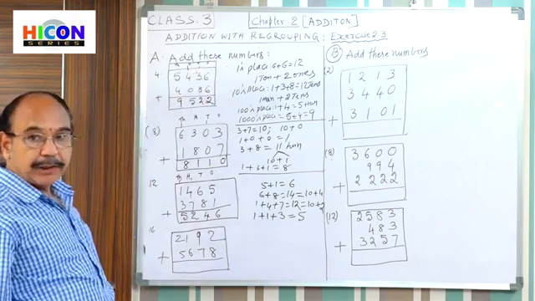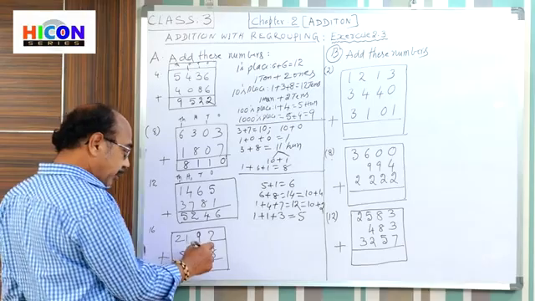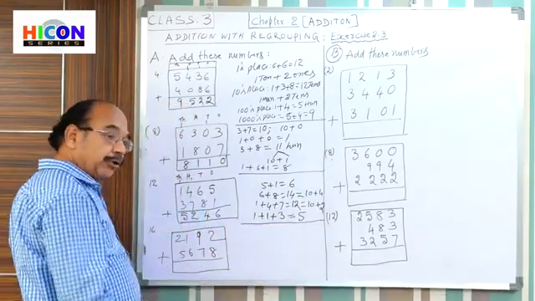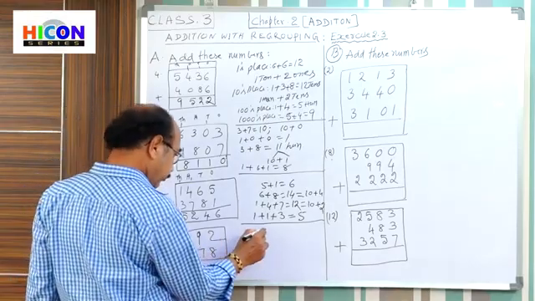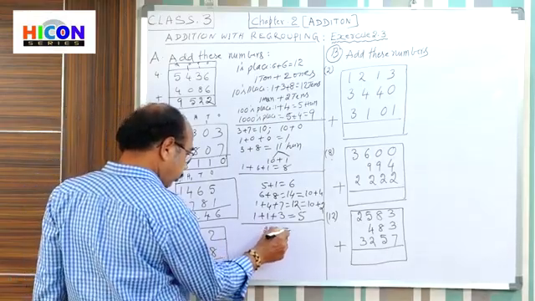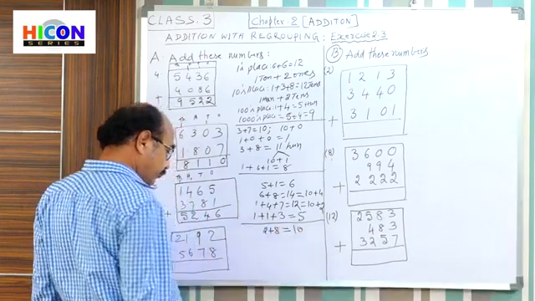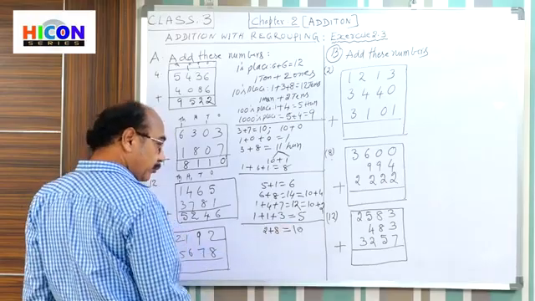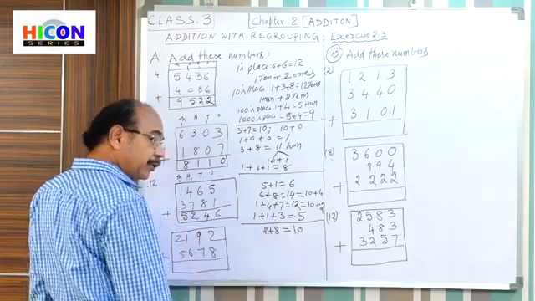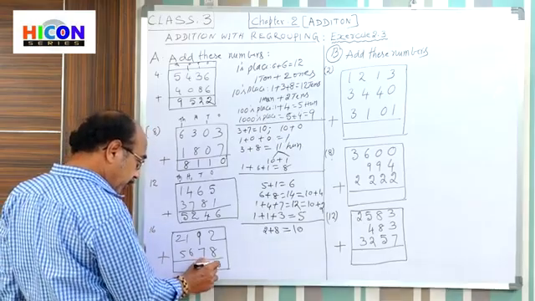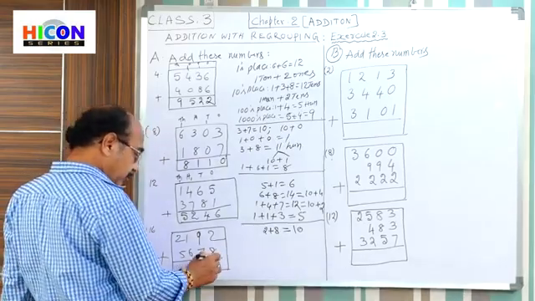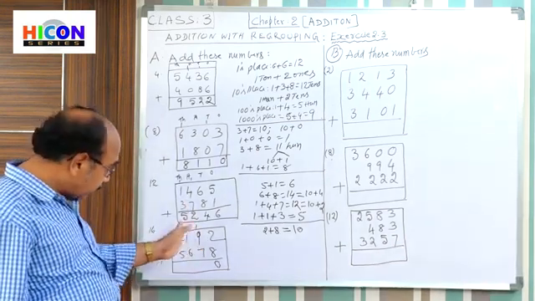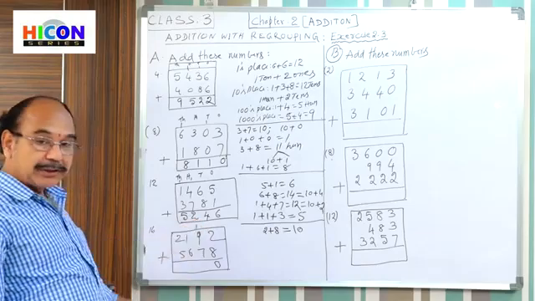Regrouping method. By regrouping, you see here 8 plus 2, 10. Add the units digits. 2 plus 8. 2 plus 8 is equal to 10. So that means 10 plus 0. 10 can be written as 10 plus 0. That means 0 in the ones place you write. Now 1 is carried to the next place. That means to the tens place 1 is carried.